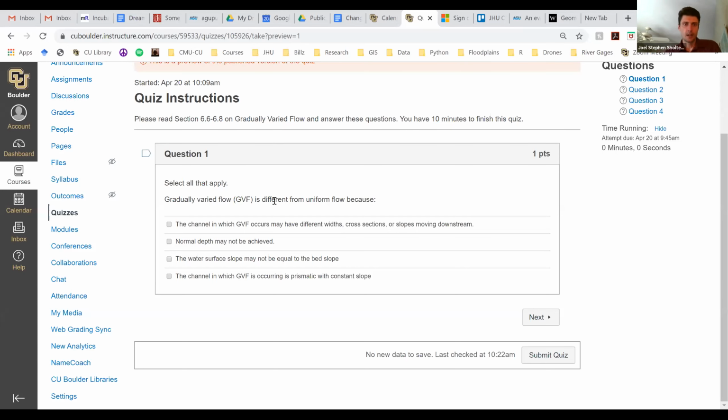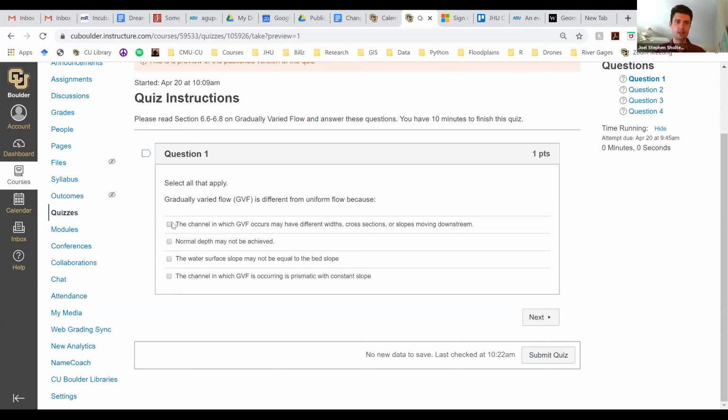First, let's go over the quiz, though. Okay, so question one was, gradually varied flow is different from uniform flow because, and I'll have you guys say yes or no as we go through. The channel in which GVF flow or gradually varied flow occurs may have different widths, cross sections, or slopes as you move downstream. Yes or no?